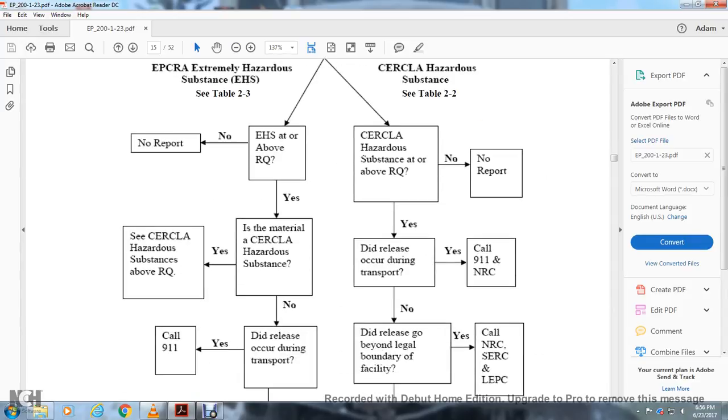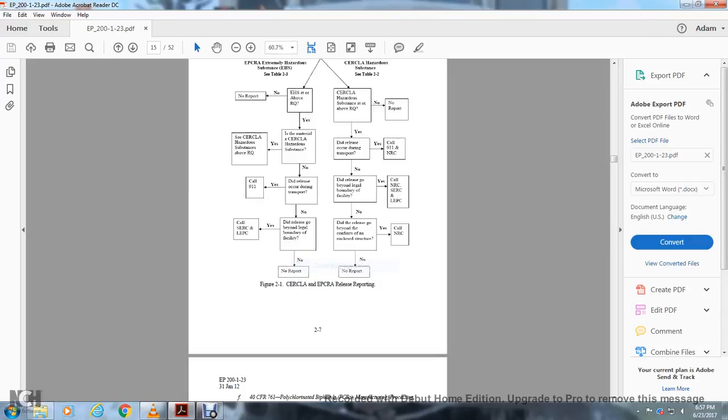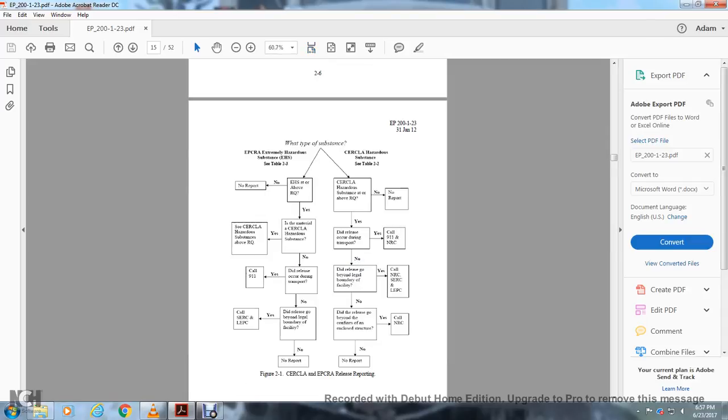All right, what type of substances and environmental protection? The Environmental Emergency Plan, the Community Right-to-Know Act, and the Comprehensive Environmental Response, Compensation, and Liability Act. Substances, Table 2: extremely hazardous substances at or above the reportable quantity? No, no report. Yes. Materials under the Comprehensive Environmental Response, Compensation, and Liability Act: hazardous? Yes. Circle hazardous substances reportable quantity.